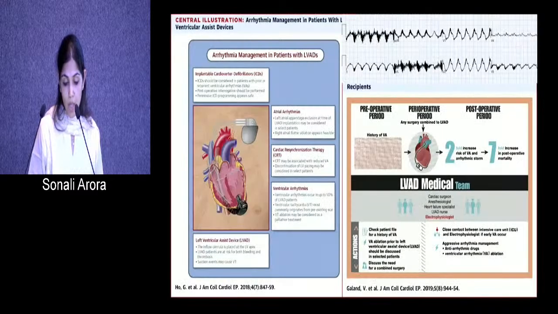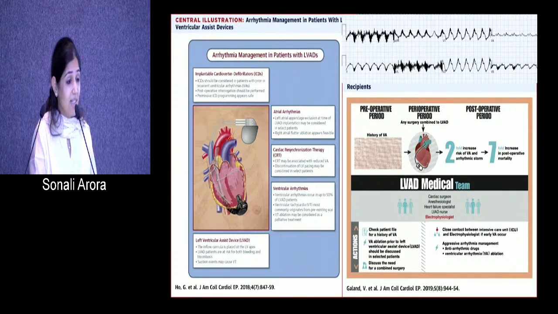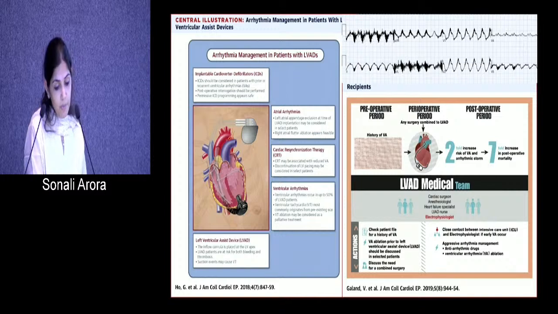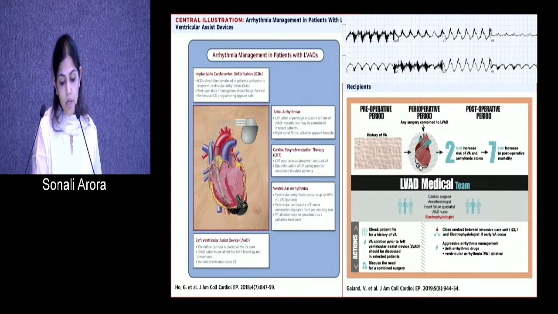for treatment. So arrhythmia management in patients with LVAD, many of these patients will have ICDs, especially the ischemic cardiomyopathy patients. There are many schools of thought if these patients should get ICDs or not if they don't have one. It depends on the centers, but the data says if you have ischemic cardiomyopathies in LVAD patients, ICDs would be beneficial, but there are other schools of thought which don't agree with that. So if these patients have atrial arrhythmias, or ventricular arrhythmias, what should we do? We usually give them antiarrhythmics, but VA ablation is something which can be considered as a palliative treatment in these patients.